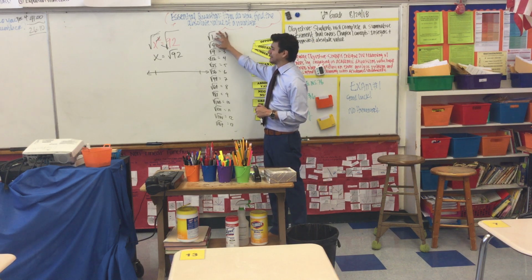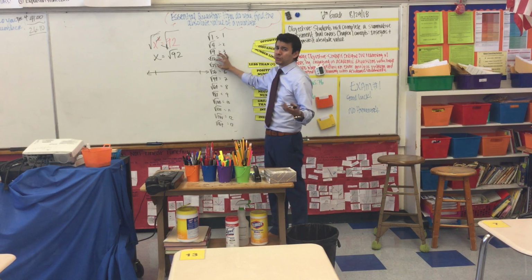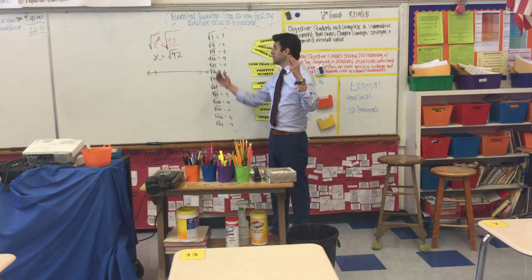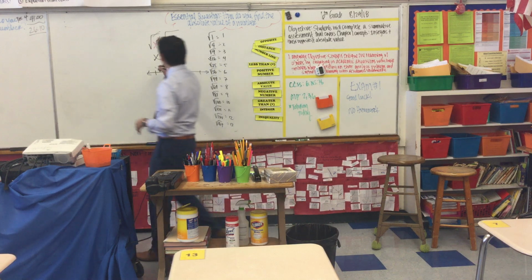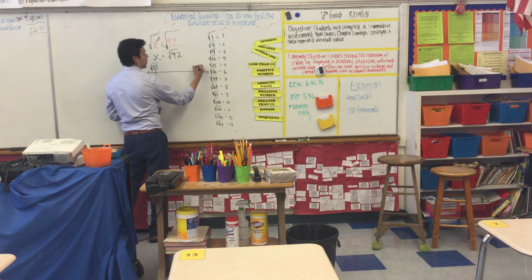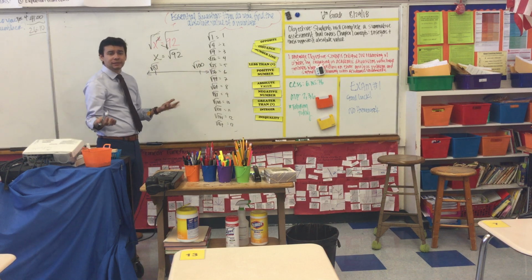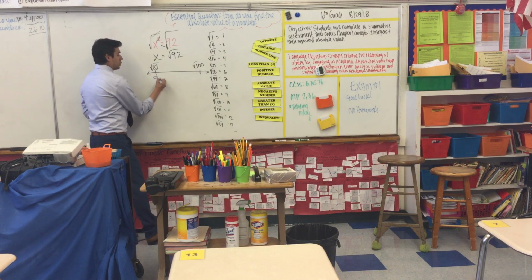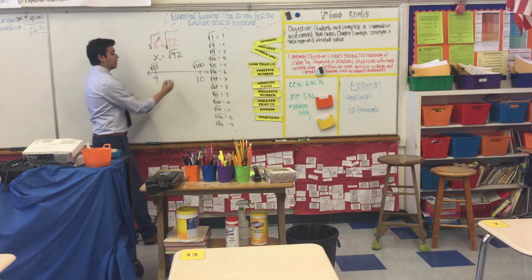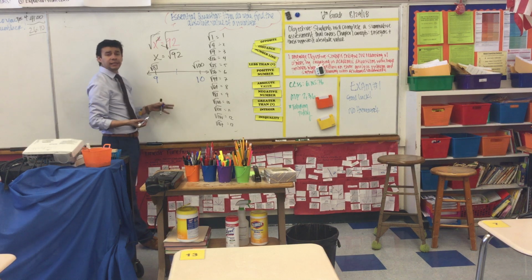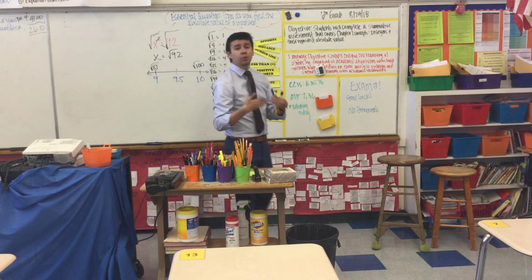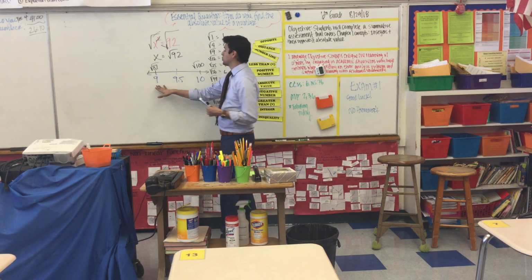Well, it cannot be here. It's not between 1 and 4. It's not between 16 and 25. It's definitely not between 49 and 64. How about 81 and 100? Yeah, 92 is between 81 and 100. So we have the square root of 81 and the square root of 100. The square root of 81 is 9. The square root of 100 is 10. This is a number line. What's between 9 and 10? Hopefully you said 9.5. So the square root of 92 is something between 9 and 10.